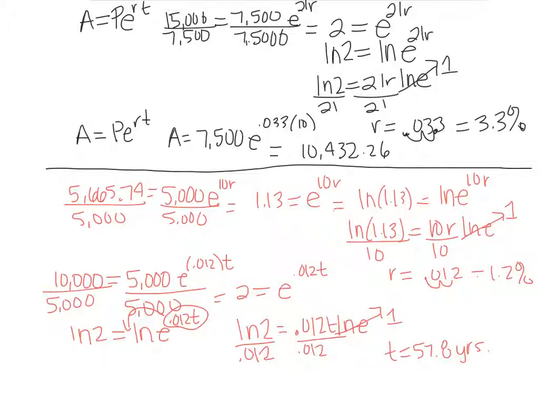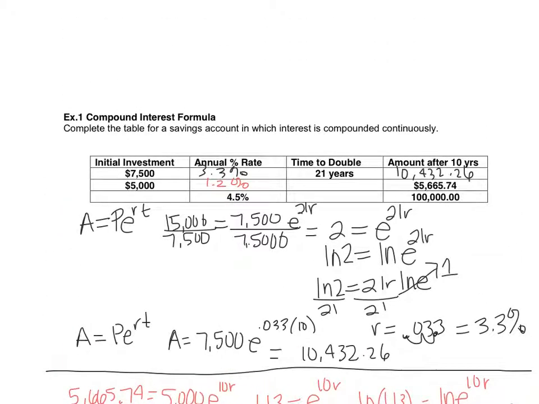So it's going to take me 57.8 years to double my investment when I have a rate of 1.2%. That's going to take a long time. So, 57.8 years. All right, now we're just down to the last one.